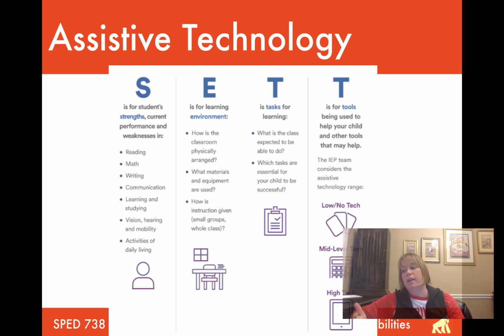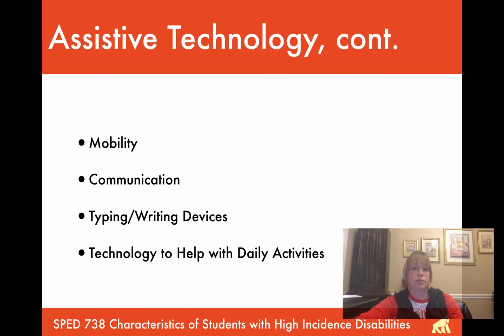All the way to high tech if they're using speech recognition to develop their written work. Okay, so I want you to take a close look at that article. It's got some great resources in it, and again, like I said, you're going to touch on this SETT framework much more within your program in other courses.